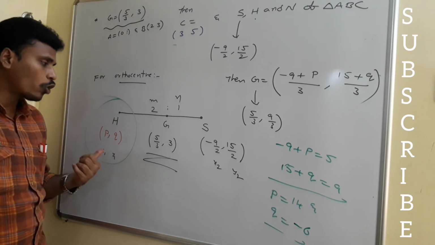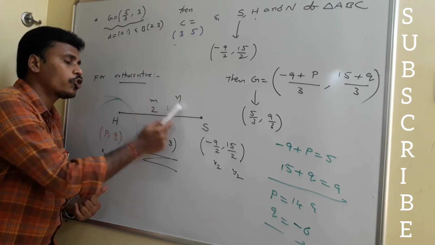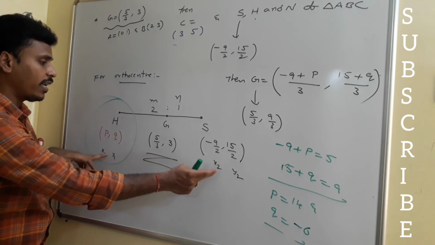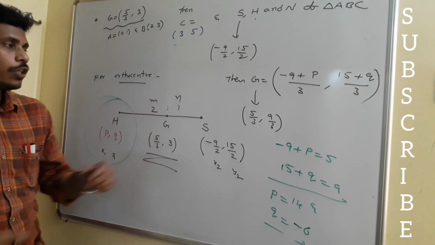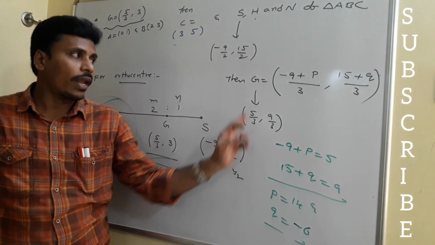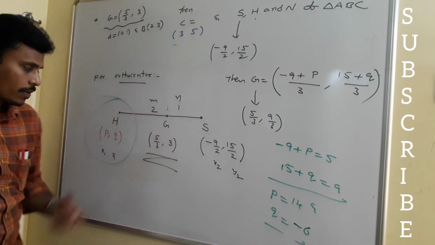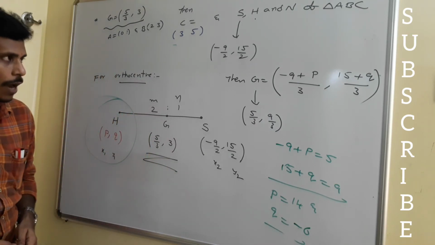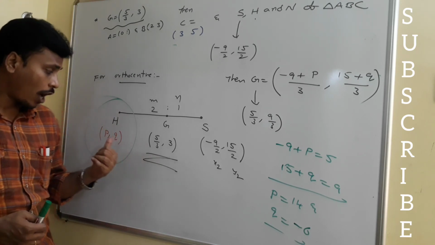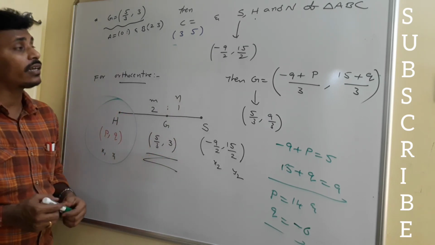So just let the orthocenter be p comma q. Now this centroid divides the orthocenter and circumcenter in the ratio 2:1. So apply the section division formula for this p comma q and the circumcenter S with this ratio 2:1. You get it like this. But the centroid is given as 5 by 3 comma 9 by 3. Equalize the x coordinates, equalize the y coordinates. You will get p as 14, q as minus 6, and your orthocenter is 14 comma minus 6. Right? This is the way to find the orthocenter.